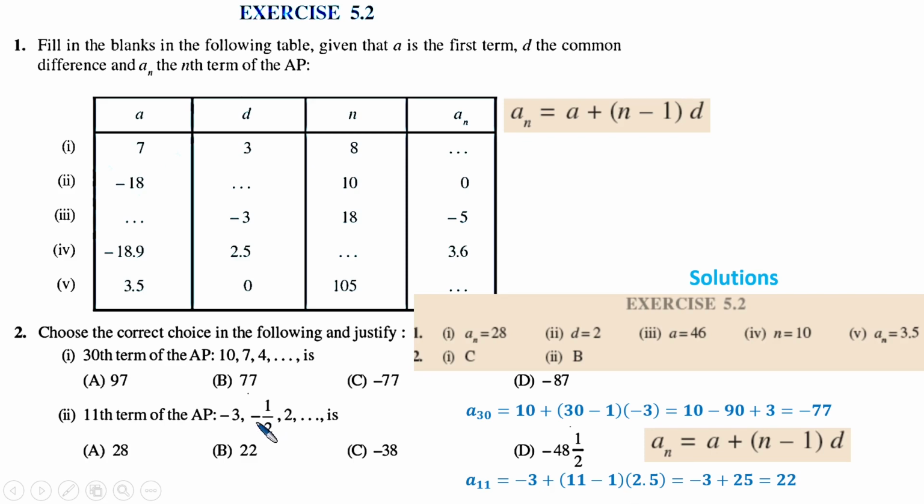So here it is minus half and minus 3. So minus 3 plus 2.5 you will get minus half. Minus half plus 2.5 you will get 2. So the difference is 2.5. So I substitute this 2.5 and I get this answer 22. So for this one, B is 22.